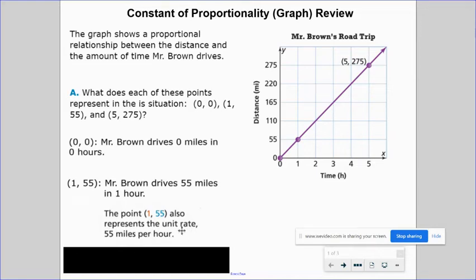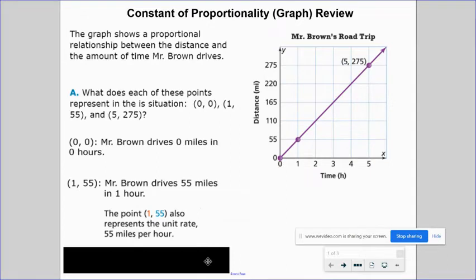That is really important regarding our constant of proportionality because 55 miles per hour is our constant rate of change. We know that after every hour, he goes an additional 55 miles. And we're actually going to explore that a little bit further in Part B. Can you let me know what (5, 275) can represent in this situation?